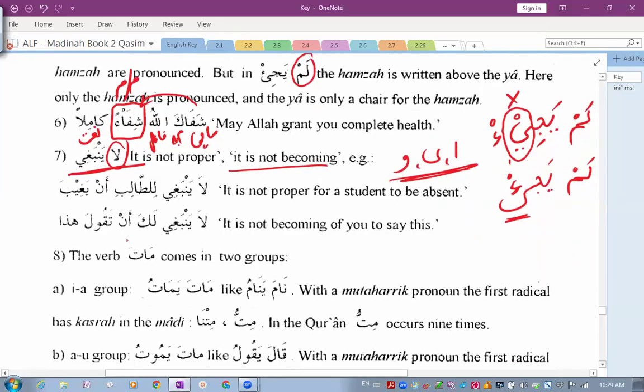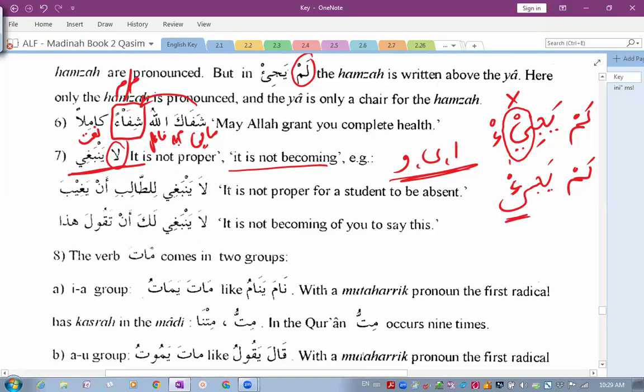Brother, what is the difference between la yambaghi and ma yambaghi in meaning? I just want the meaning or translation. No difference in terms of meaning. You can use either. Mostly you use la with the present tense, but you can also have ma with the present tense. No difference at all.